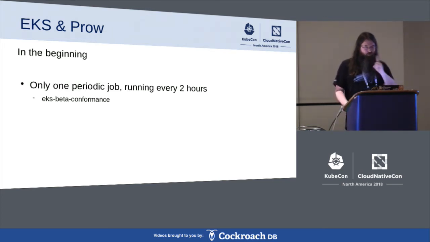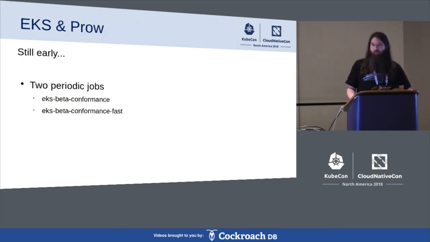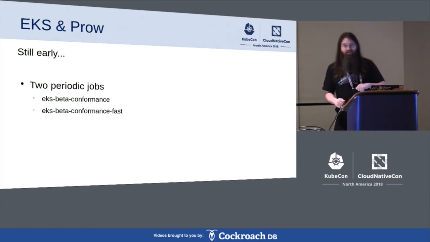When we started out, we had one Prow job. It was a periodic that ran every 2 hours and asked, does our beta environment pass conformance? The conformance tests take an hour or so to run, so a 2-hour interval seemed like a good idea to get that cycle going. Except that now you're 2 hours behind if you break anything, and sometimes there's a flake in the test, so you have to wait another 2 hours to figure out whether it was a flake or something actually broke. So we made beta conformance fast.